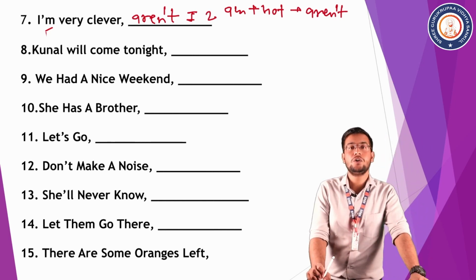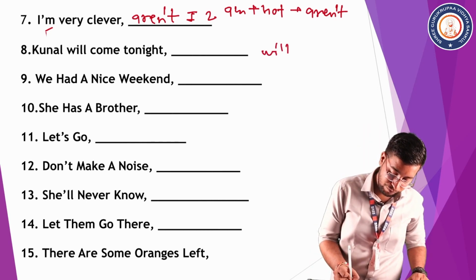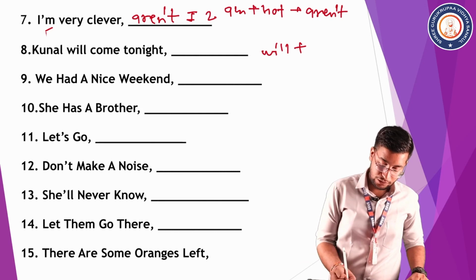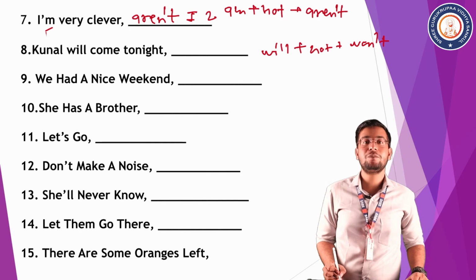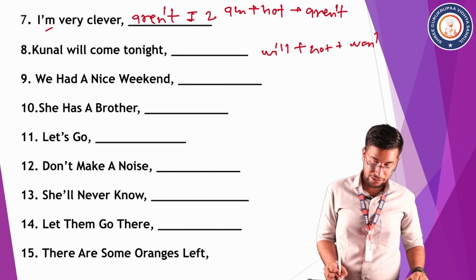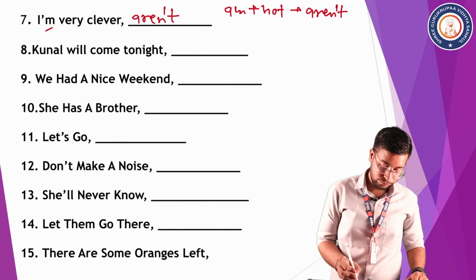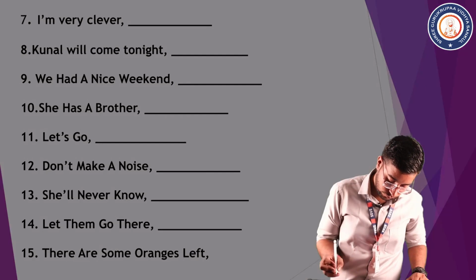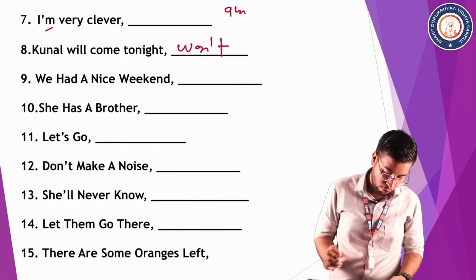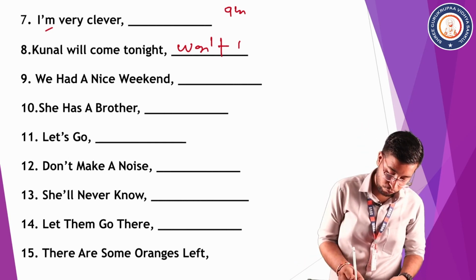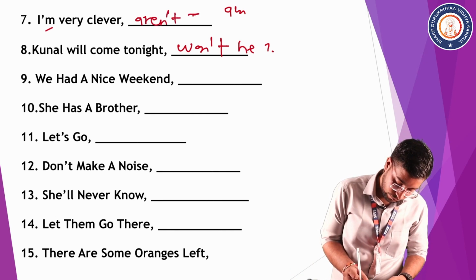Kunal will come tonight. So what is the helping verb here? Will. Will is our helping verb here, and will plus not will become won't. I think it is clear to you. Will plus not becomes won't. We have already seen this. So we will write here won't, and instead of Kunal, we will use he: won't he. This will be aren't I.